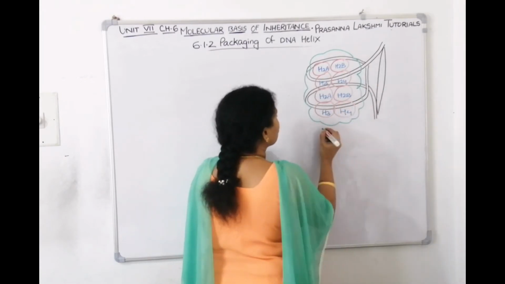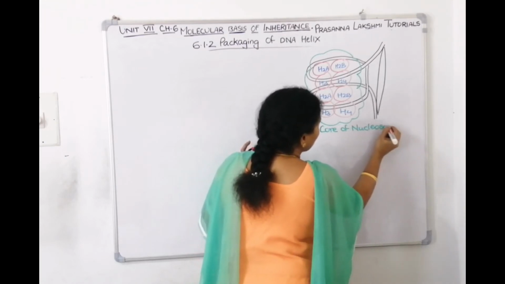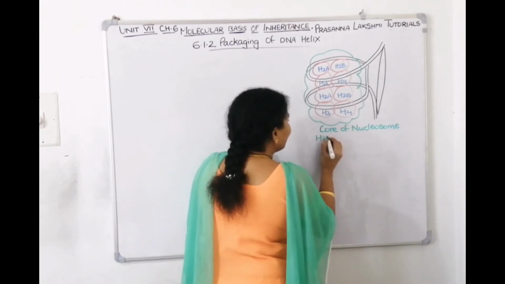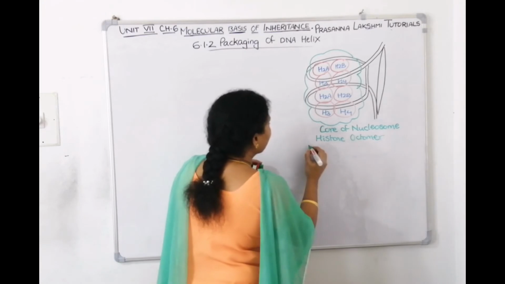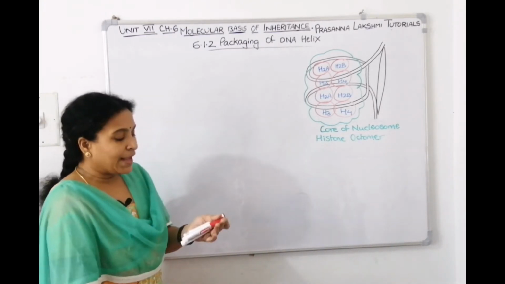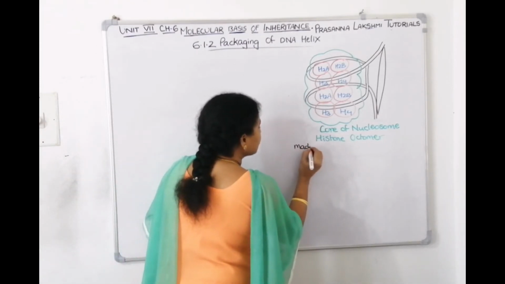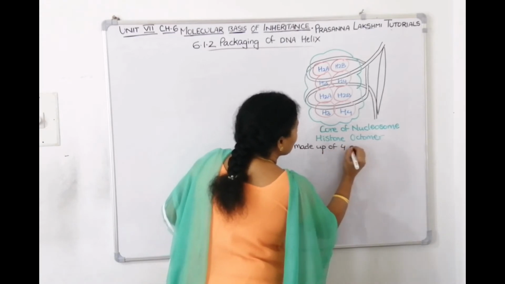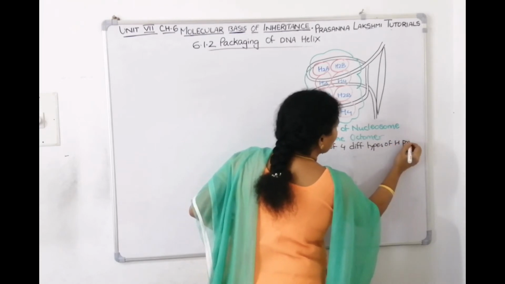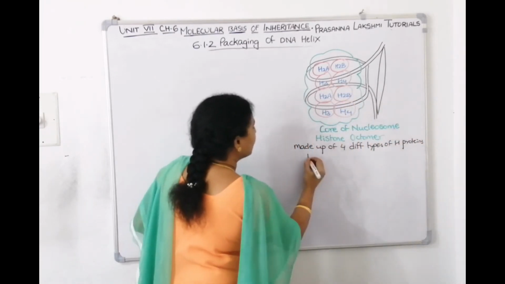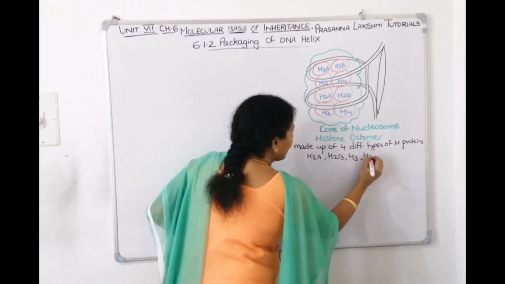What is this complete structure called? It is the core of the nucleosome, which is called the histone octamer. The histone octamer is made up of 4 different types of histone proteins. They are H2A, H2B, H3 and H4.